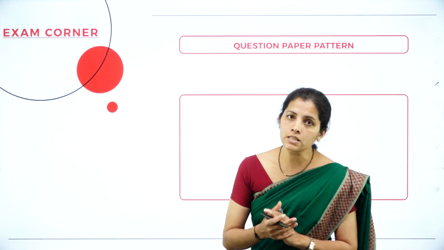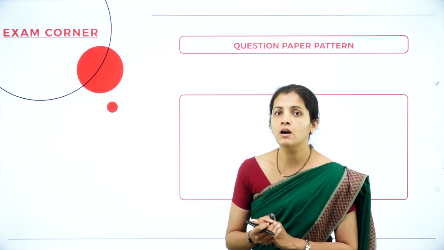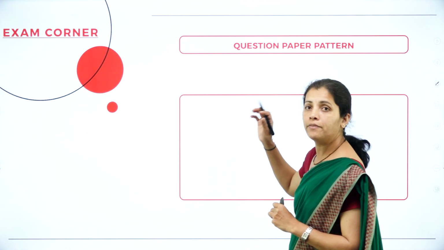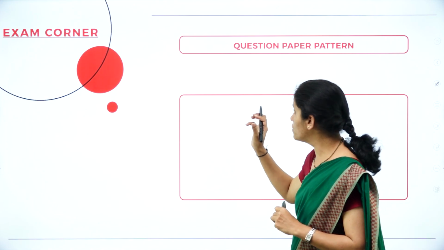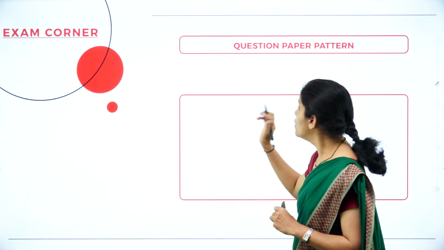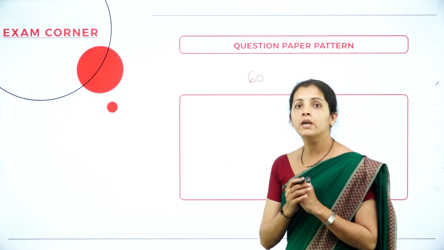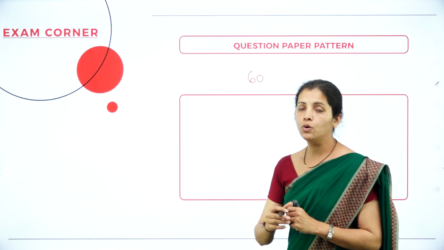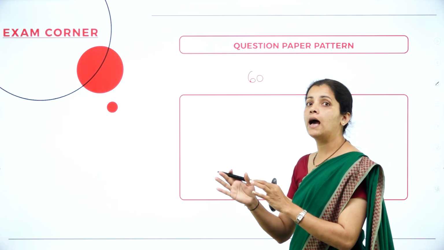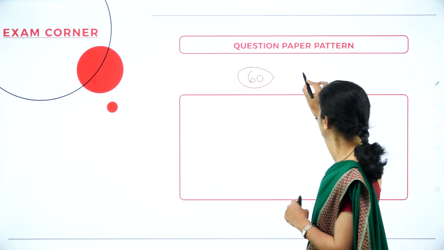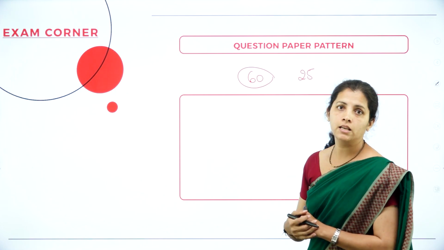So dear student, before starting with the question paper discussion, let me discuss the pattern of the question paper as well as the weightage of the subject. If I consider C programming, we are going to get the question paper only for 60 marks. At the same time, we have practicals. So we have the theory part as well as practicals: 60 marks for theory and 25 marks for the practical exam.